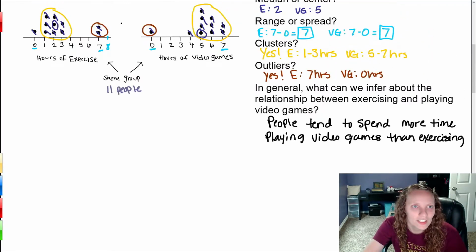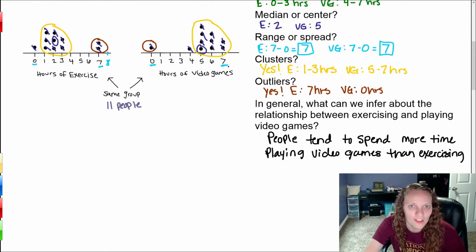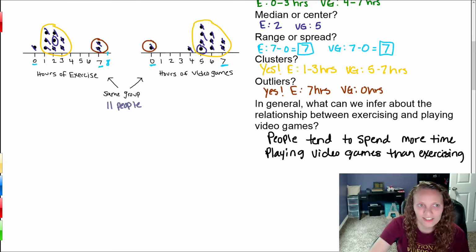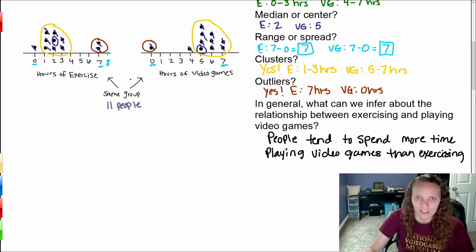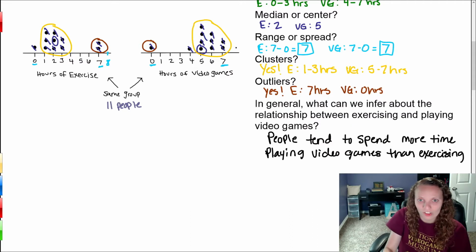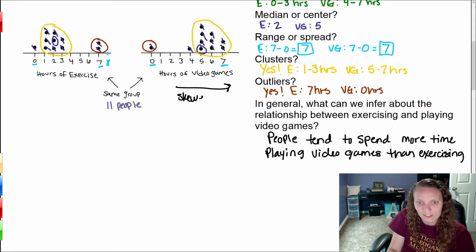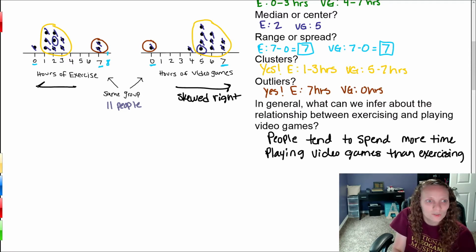So again, just to look at the picture, the video games are shifted to the right, where the hours of exercise is shifted to the left with lower numbers. That could also be called skewed to the right. And this would be called skewed left.